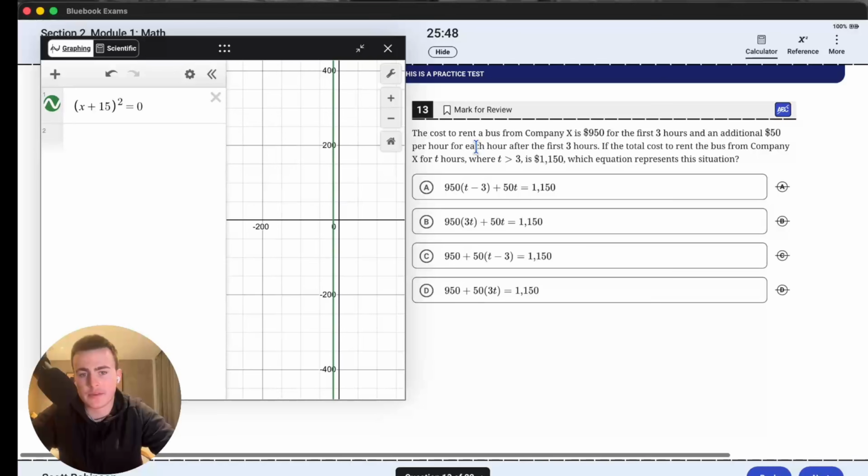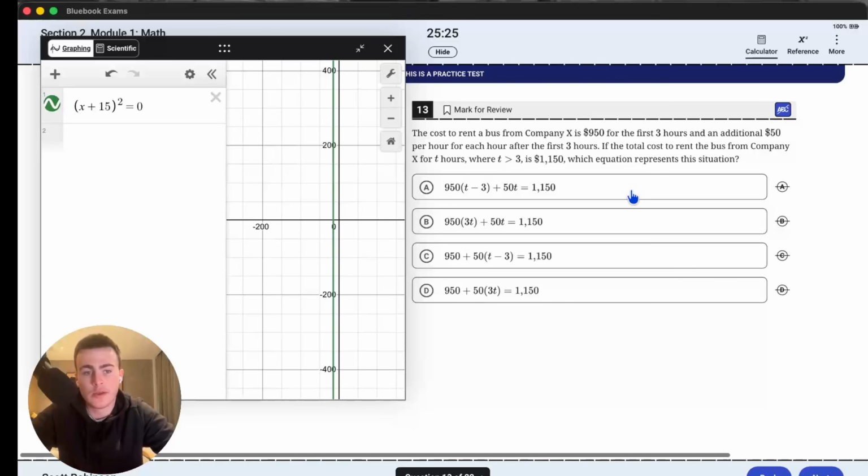The cost to rent a bus from Company X is $9.50 for the first 3 hours, and an additional $50 per hour for each hour after the first 3. If the total cost to rent the bus from Company X for T hours, where T is bigger than 3, is $11.50, which equation represents the situation? Okay, so it says $9.50 for the first 3 hours, and then $50 per hour after the first 3. So if you plug 3 into the function, you should get $9.50. If you don't, it's incorrect.